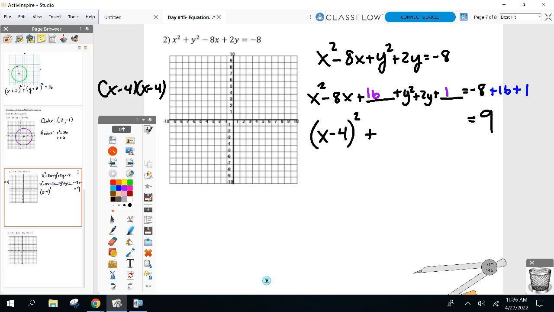Plus, factor the y's. Two numbers that multiply to 1, but add to 2. What's that going to look like? Y. Two numbers that multiply to 1, but add to 2. Y plus 1 and?